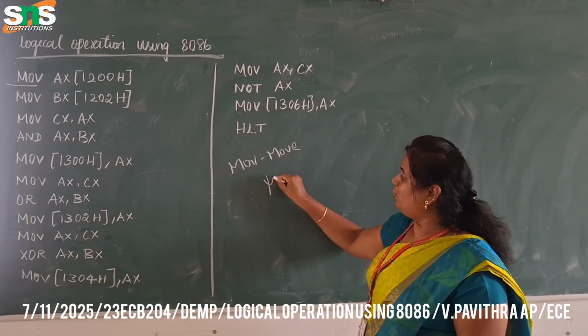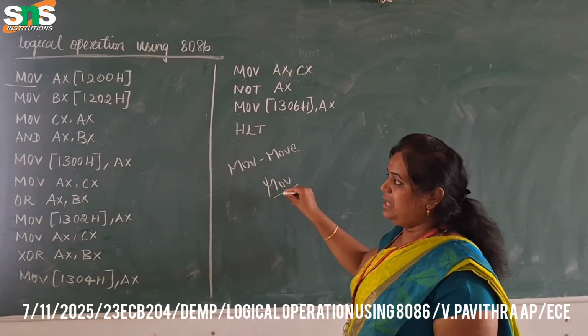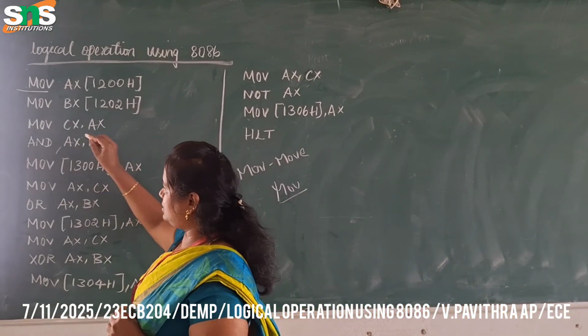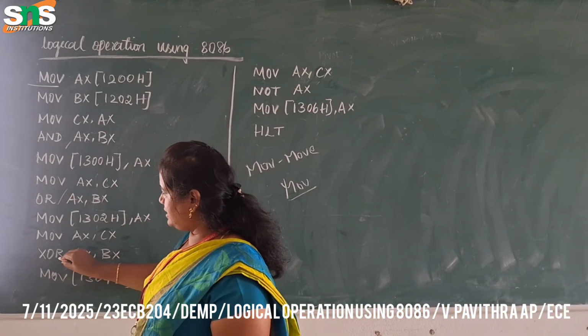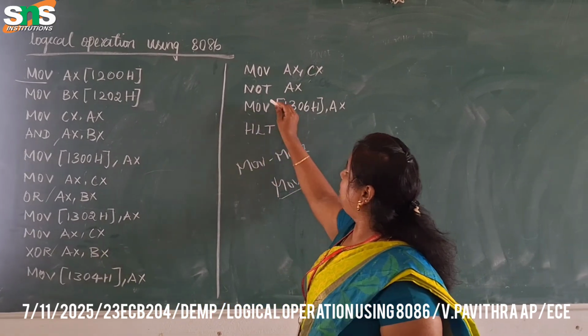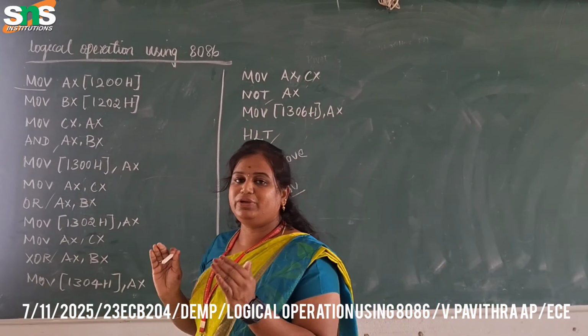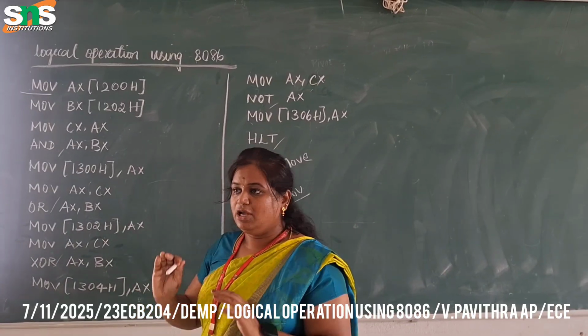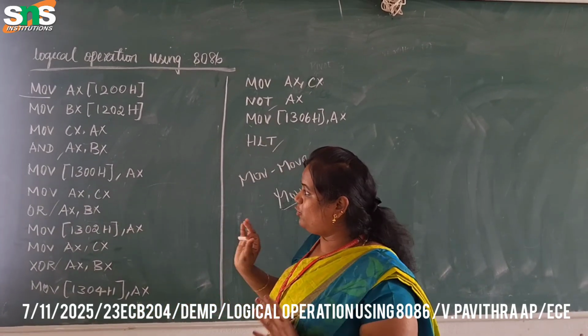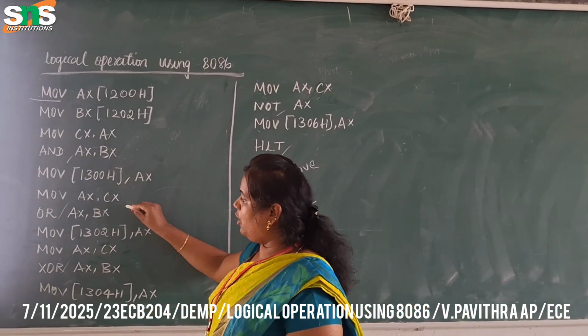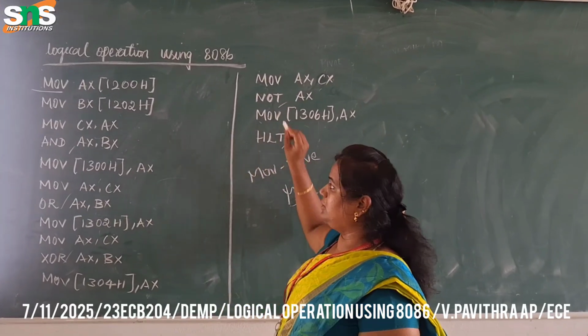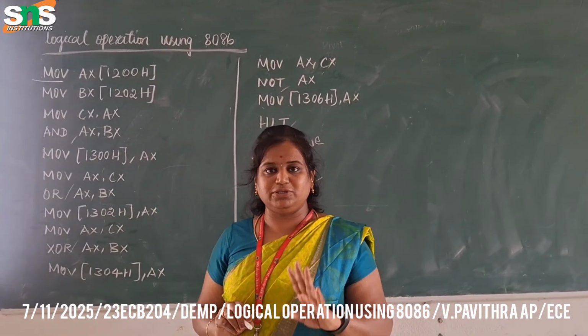So MOV is called an instruction, and AND is an instruction, OR is an instruction, XOR is an instruction, NOT is an instruction, and HLT is an instruction. So we know very well the logical operations. We are going to take the four things here: AND, OR, XOR, and NOT. These are the four logical operations we are going to take.